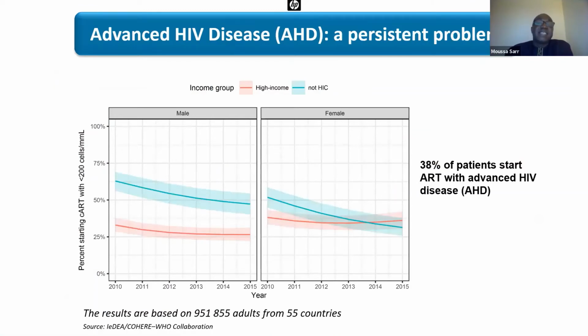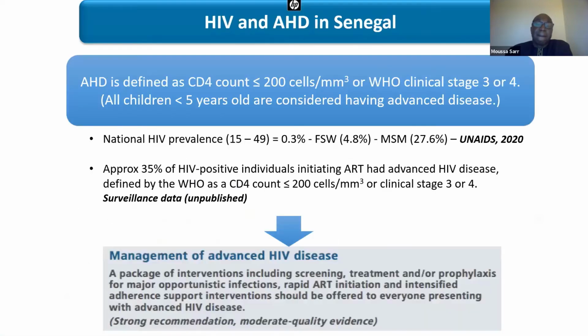Advanced HIV disease is a persistent problem. 38% of patients still start antiretroviral treatment with advanced HIV disease. In Senegal, approximately 35% of HIV positive individuals initiate antiretroviral treatment with advanced HIV disease, defined by WHO as a CD4 count less than 200, or a clinical stage 3 or 4.